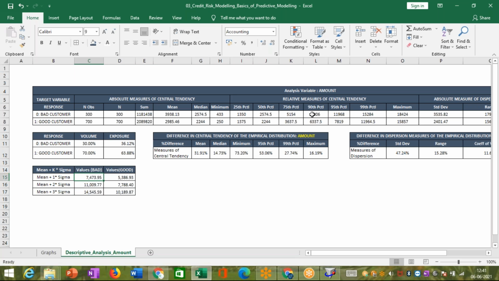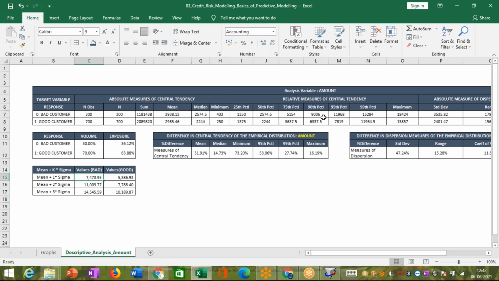Now for the good accounts, the plus minus is 5,386. So where does 5,386 lie? Again, 5,386 lies between the 75th and the 90th percentile. So it clearly shows that nearly 80% of the records, for both the goods and the bads, lie within mean plus minus 1 sigma. Had it been a normal or symmetric distribution, 67% of the observations would have been lying in this interval.